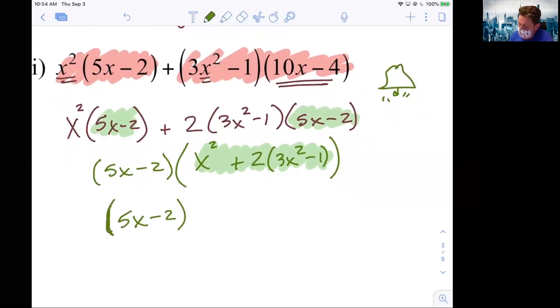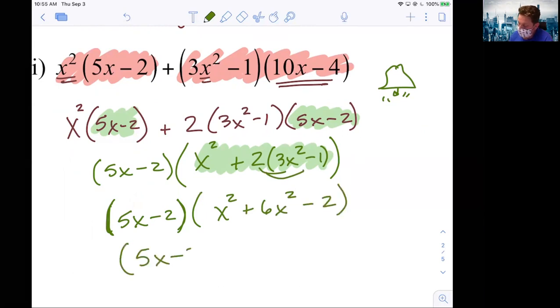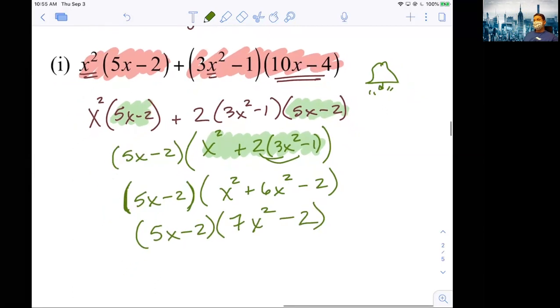But we don't expand first. So if we distribute the 2, we get plus 6x squared minus 2. And then we bring down the factor. And now what happens on the second factor? We end up with 7x squared minus 2. And that's pretty, okay? That original expression is equal to every single one of those lines above and below.